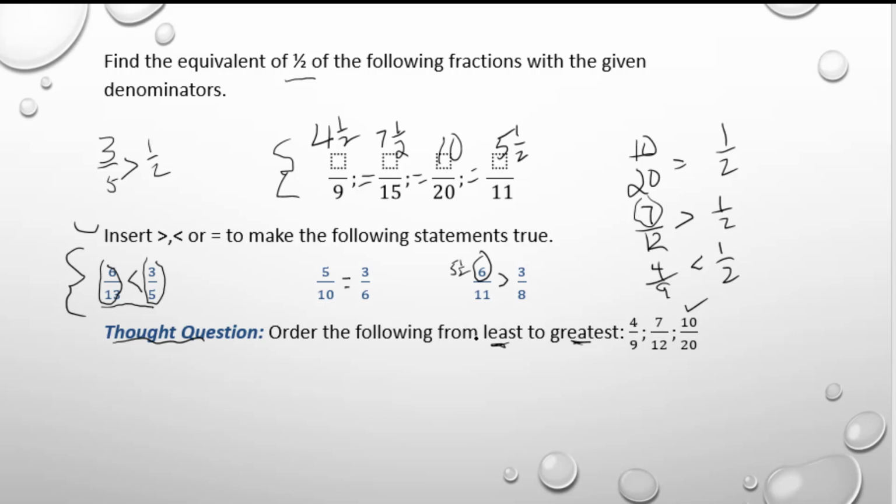So from least to greatest, the smallest one is 4/9 because that's less than half. The next one would be 10/20 because that's equal to half. And finally, the largest one is 7/12 because that's greater than 1/2. So you can write it like this.